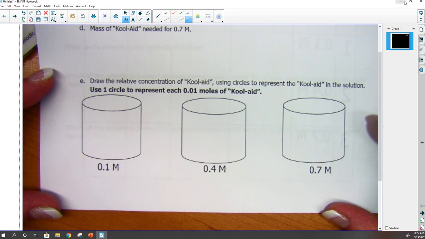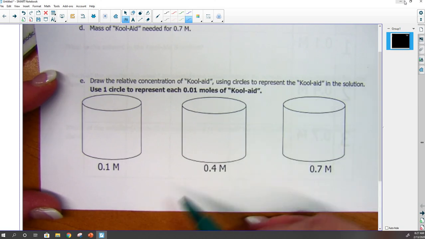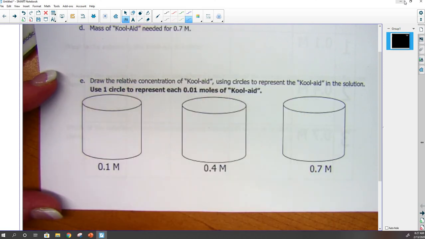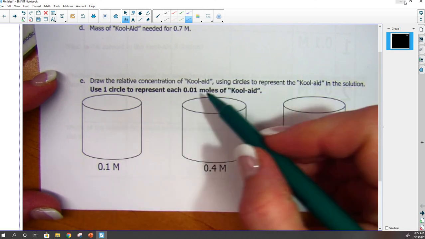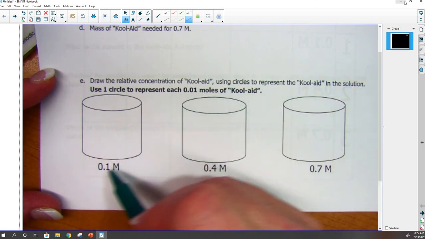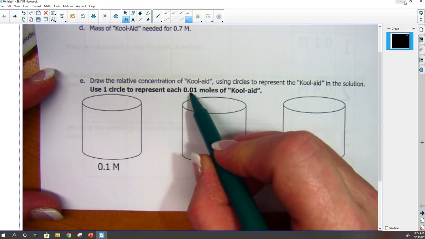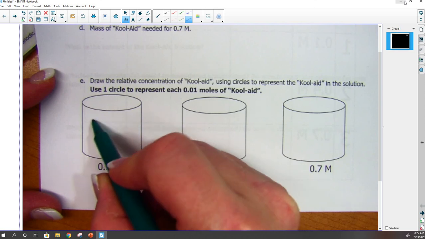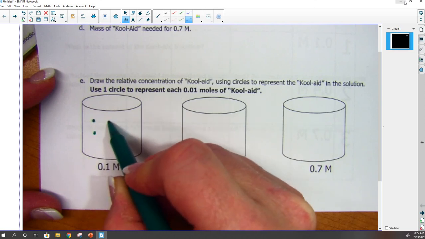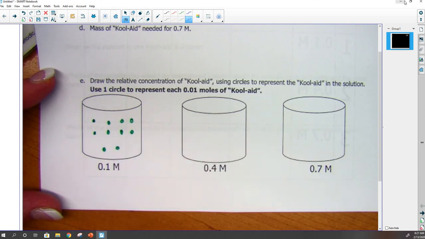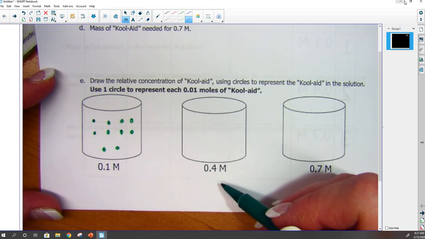These containers right here, we're going to draw dots representing how much Kool-Aid is in, and we're going to say this is our liter solution. So this whole thing right here would be a 0.1 liter. If each dot represents 0.01, then here I'm going to have a total of 10 drops. Okay. On the next one, how many would I have?